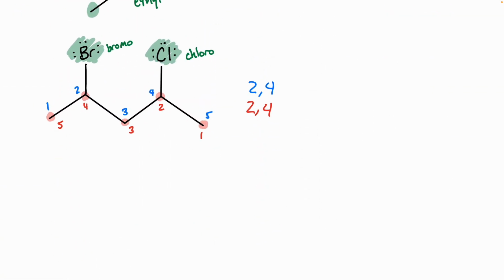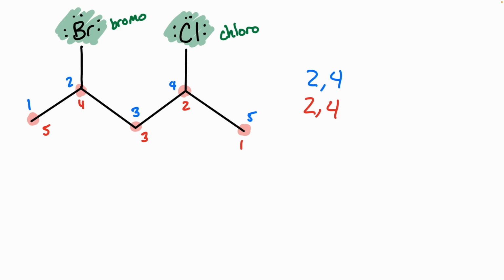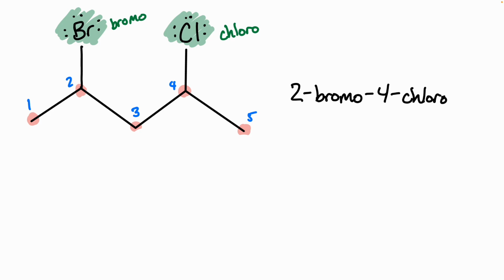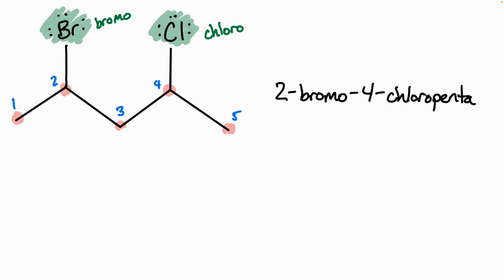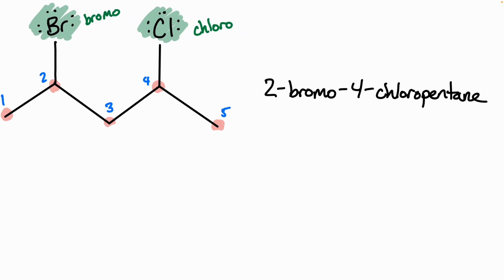All right, so if I'm going to break this tie with alphabetical order, I'm going to use the blue numbering scheme. The bromo will get the lower number. Again, when I assemble, I always assemble in alphabetical order. So this would be 2-bromo, 4-chloro, pentane. Okay.